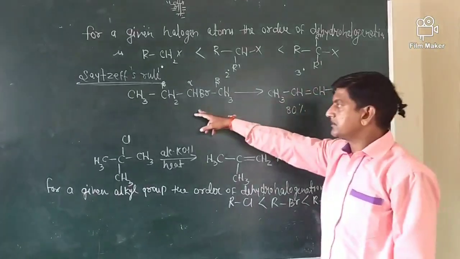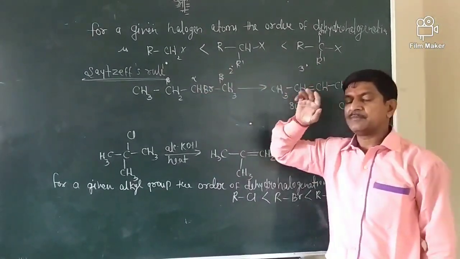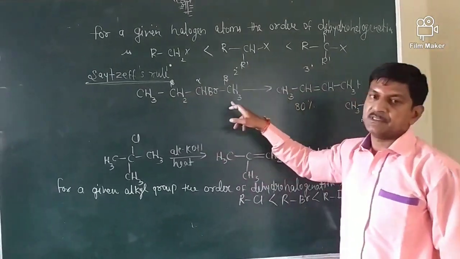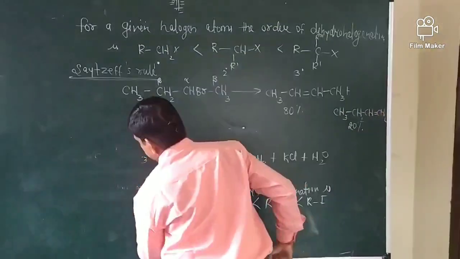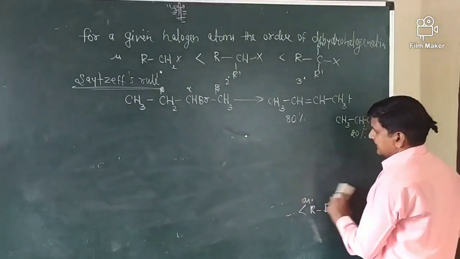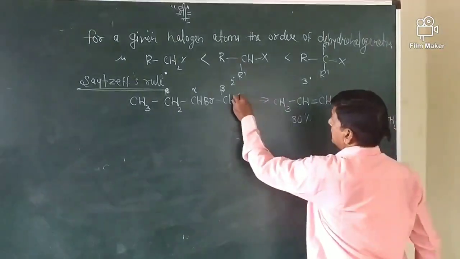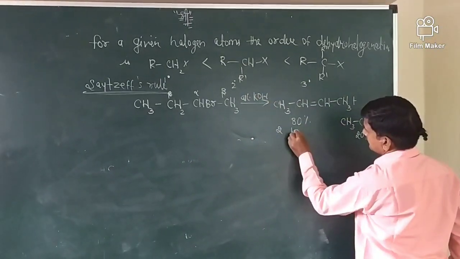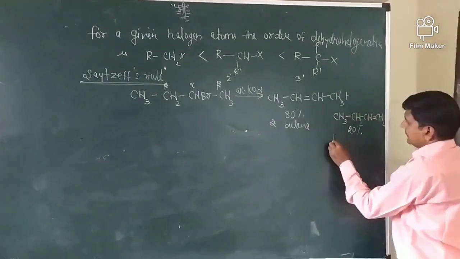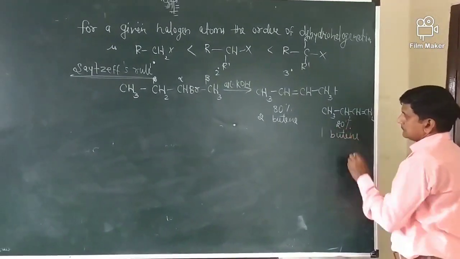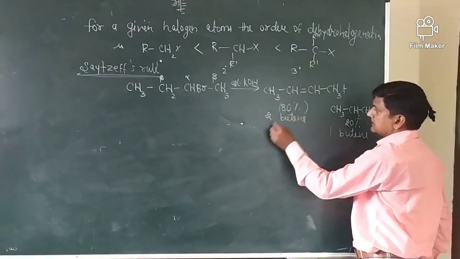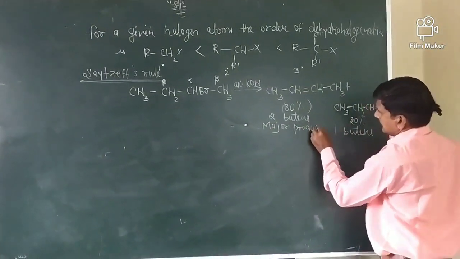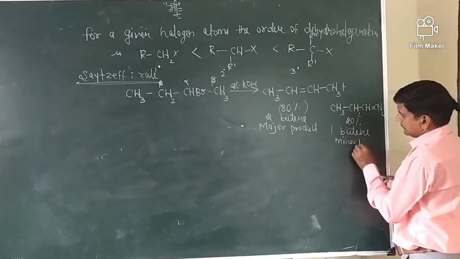So according to Saytzeff rule, hydrogen atom is eliminated from that carbon atom which possesses the least number of hydrogen atoms. This is known as Saytzeff rule. This reaction takes place only in alcoholic KOH. Here you will get 2-butene, and here you will get 1-butene. The 80% is the major product, and this is the minor product.